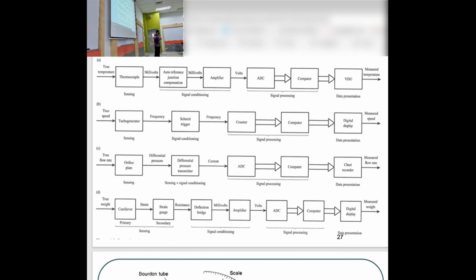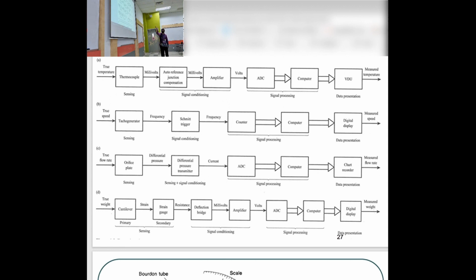So have a look at this. We go through this one by one so that you can see what is actually happening here. If you look at the first one, it's a temperature measurement system. You can see that we divide it into 4 parts: first sensing, signal conditioning, signal processing, and data presentation. In sensing, we have sensors. This is the one that we studied this semester. After that, we have signal conditioning. They use auto reference junction and amplifier. And then for signal processing, they use analog to digital conversion.